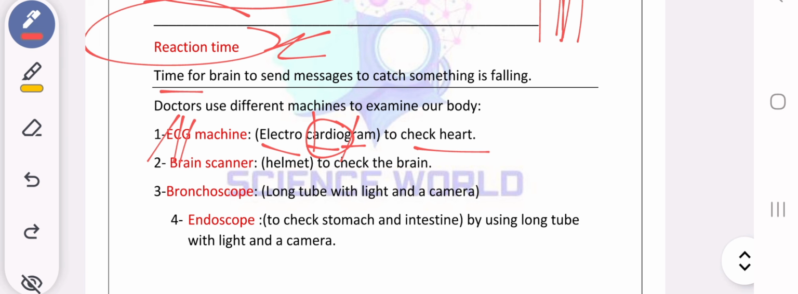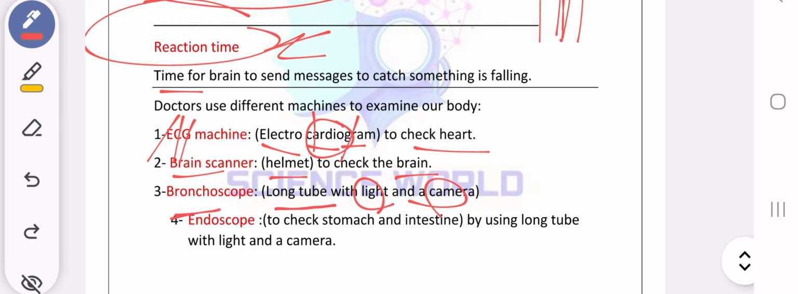I want to check my brain. So the doctor will put a helmet, like a helmet, and make a scan for your brain. So it's called brain scanner. Teacher, I can't breathe. I want to check my lungs. So we will put a long tube with light and camera to take pictures for your lungs.